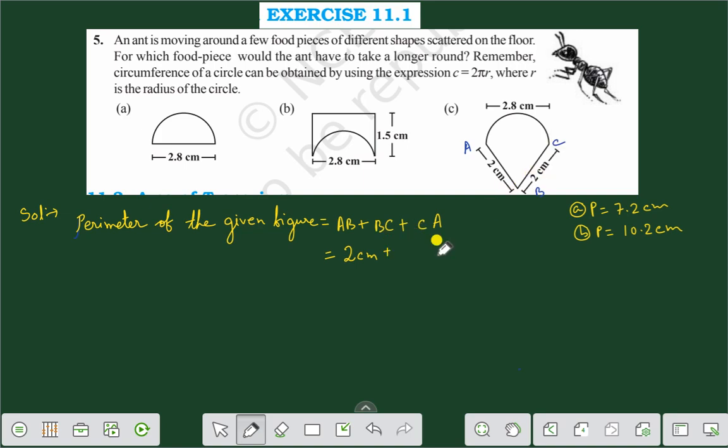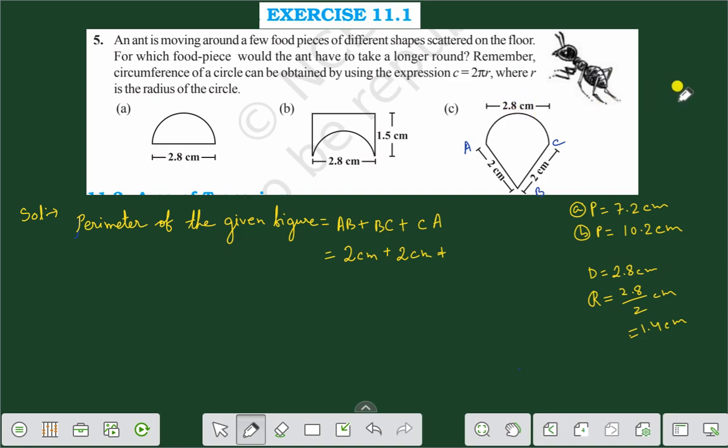BC is given as 2 centimeter. That means we have to find the length of CA, right? Here you see that the diameter is given as 2.8 centimeter. Therefore we know that radius is half of diameter, that is 2.8 by 2 centimeter, that is we are getting 1.4 centimeter. And this is the semicircular part.